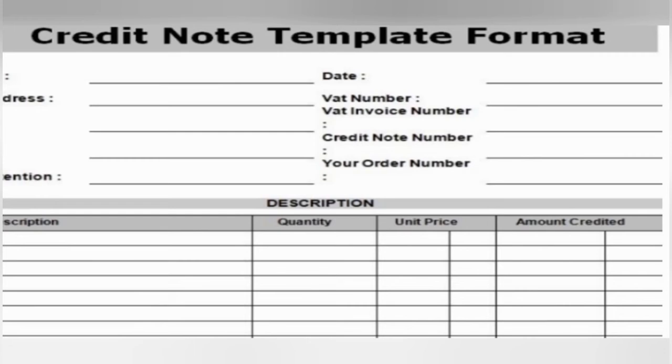So looking at these templates, we have the date and the address. This address can be the business owner's address, then the phone number, the credit number, and all. Under the description, this is where the business owner will describe the items that were overpaid for and also describe the quantity and the unit price of each item. Then the amount to be credited will be written by the owner to the customer.